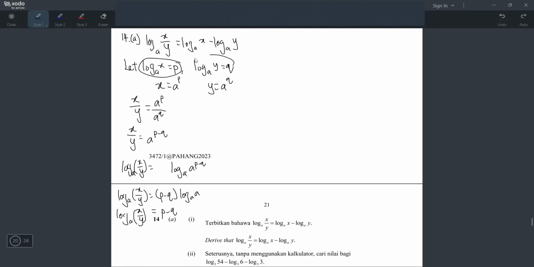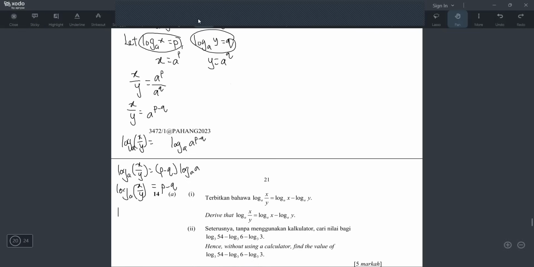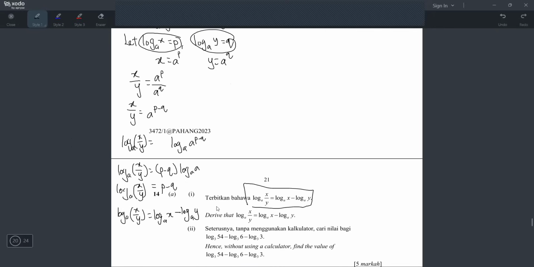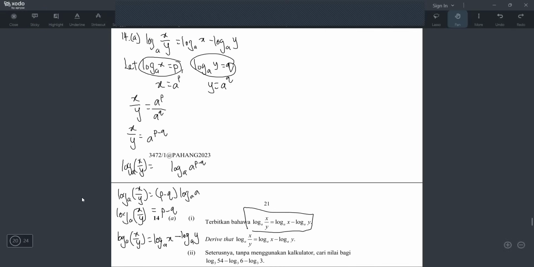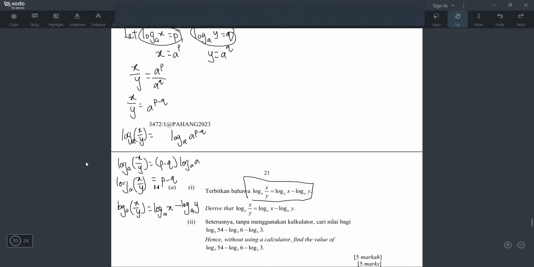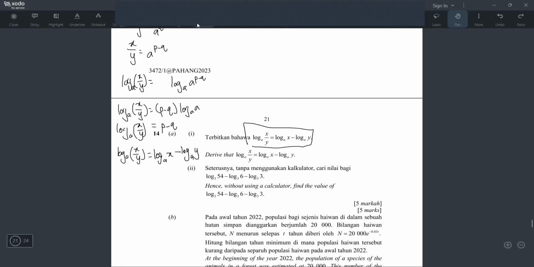So log base a of x over y equals p minus q. Since p is log x base a, I can write log x base a minus q, which is log y base a. And you can see this looks the same as the formula. It means I have successfully proved it. So this is the proof for the division rule, and I can write the word proven here. Actually, they never say the word proof, they just say derived, right?